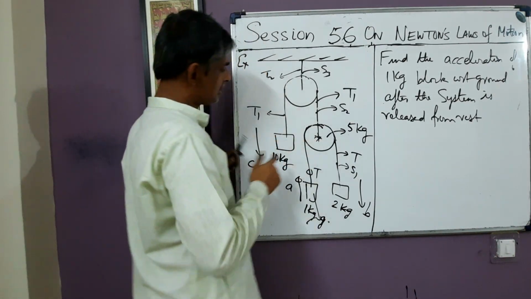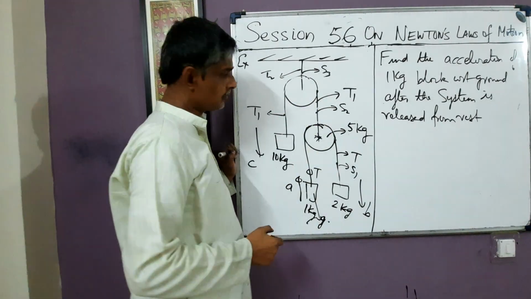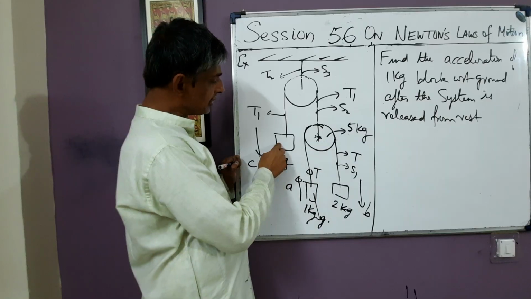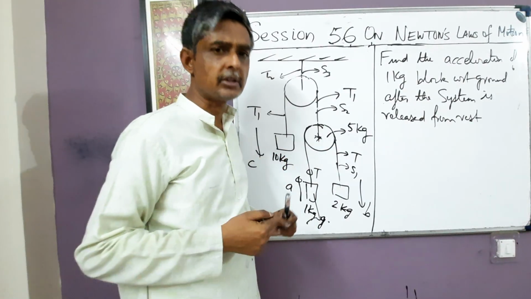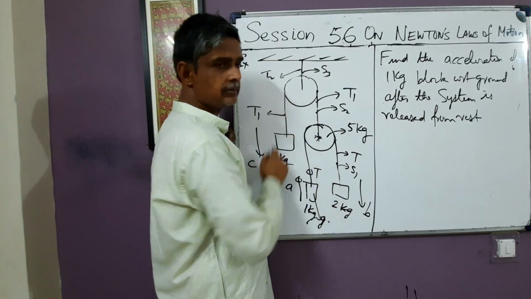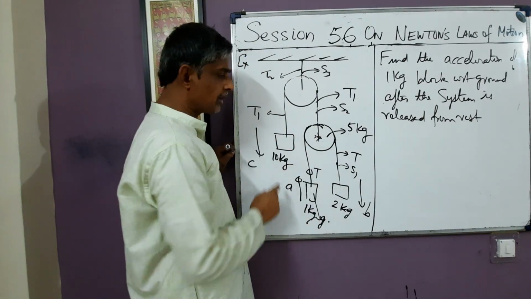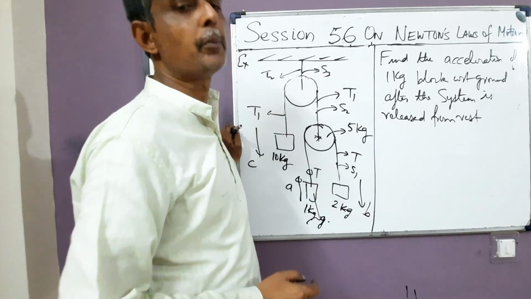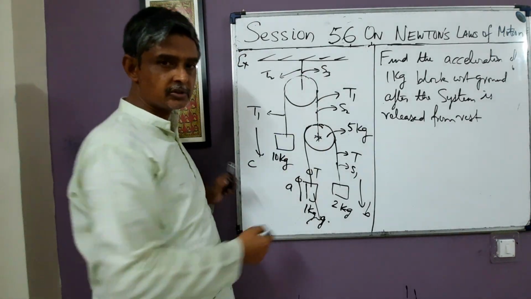Now one thing, see, you can see that this pulley is fixed and this string is inextensible. So the acceleration of this pulley and this block will be equal in magnitude and they will have opposite directions. I hope you are understanding what I am saying. This pulley is fixed and this string is inextensible, so this pulley and this block will have identical acceleration in magnitude but in opposite direction. So if this goes down with C, then this will move up with acceleration C.